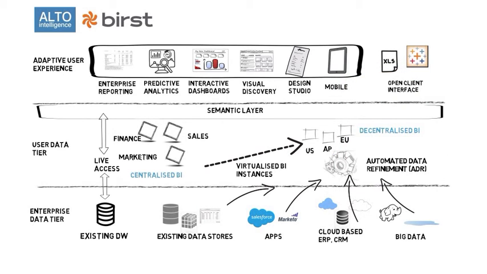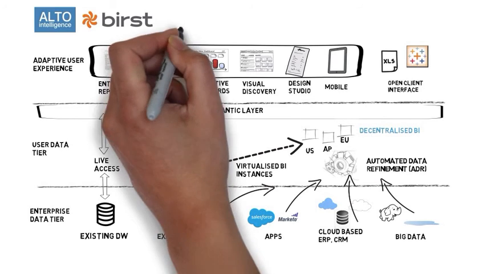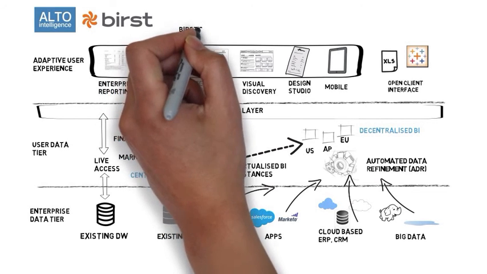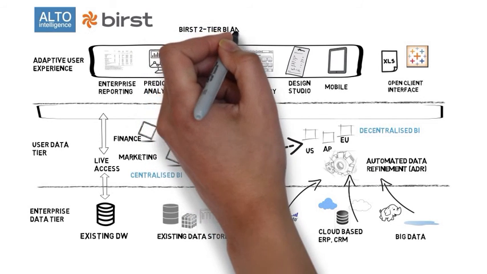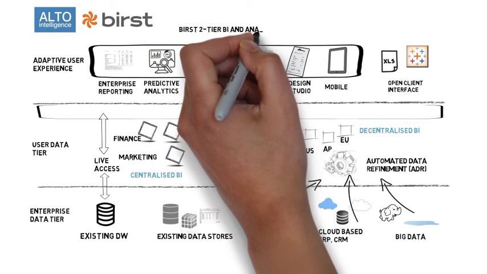So there we are. This is the two-tier architecture. We've taken your enterprise data. We've done all of the difficult stuff in an automated fashion. We've made it available in a single user tier across many different methods of consumption.